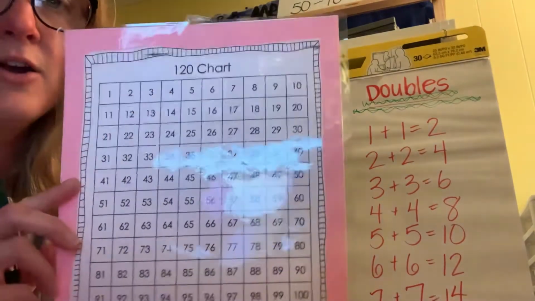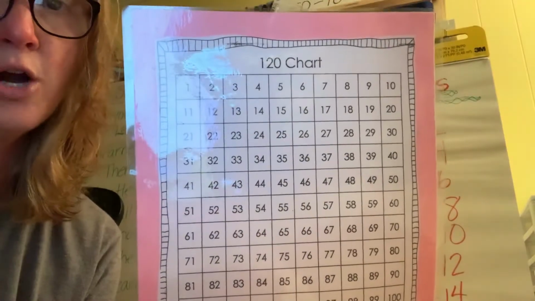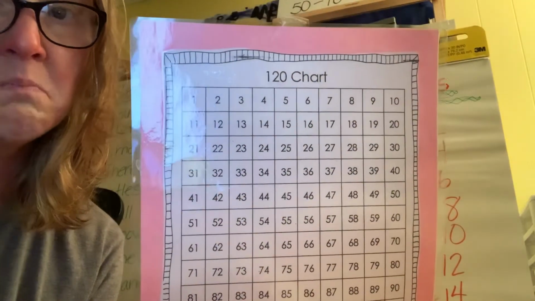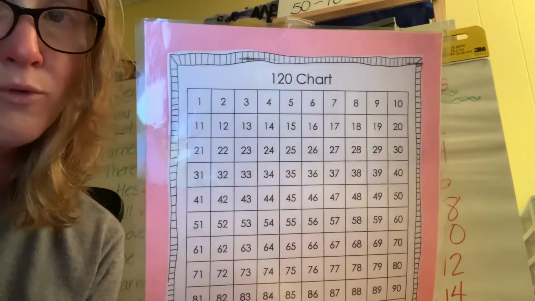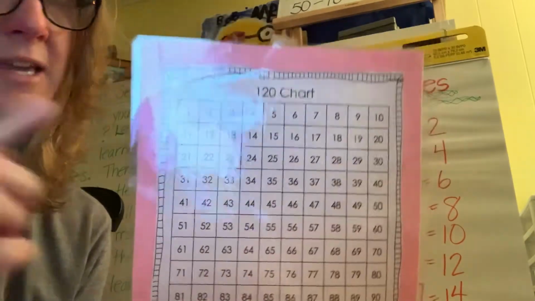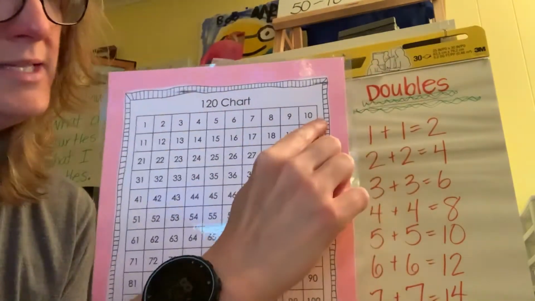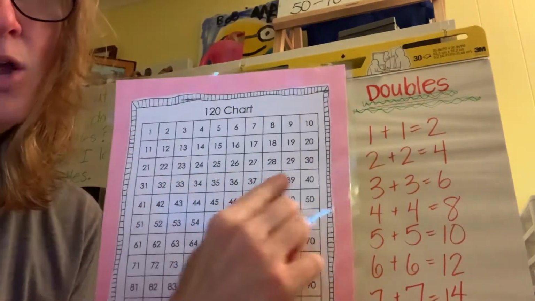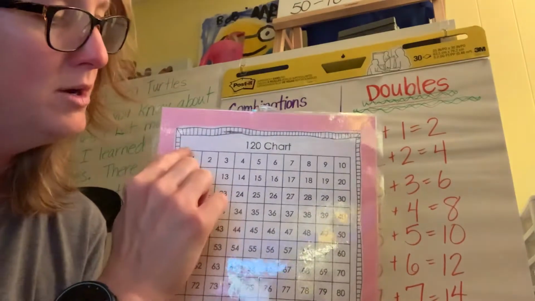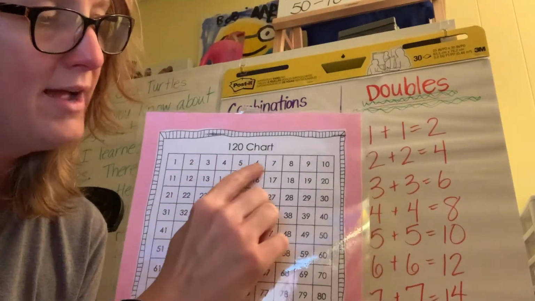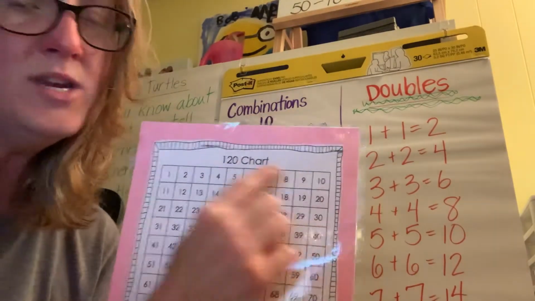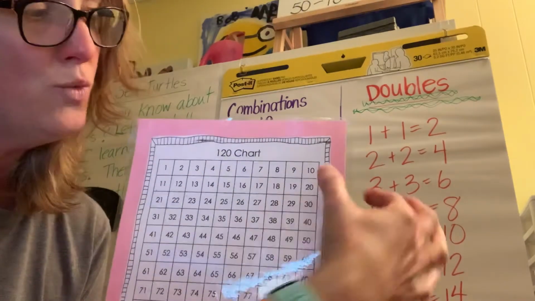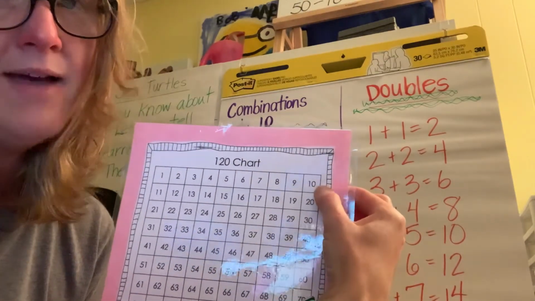So we have here our 120 chart. This should look familiar. I sent you all one back when we first started our remote learning. And you have here 1 to 10. Every one of these rows is 10. We don't have to count 1, 2, 3, 4, 5, 6, 7, 8, 9, 10, because we know that every row equals 10. So at this side, we have 10.